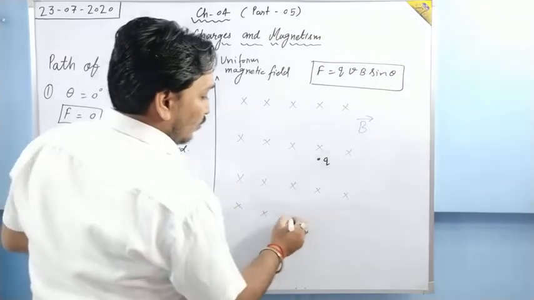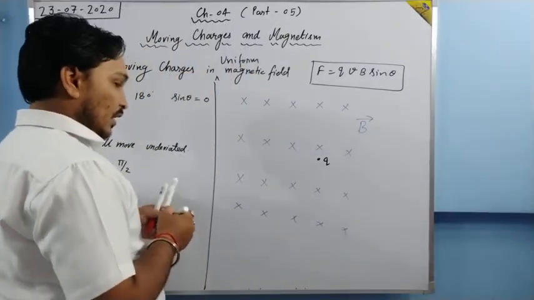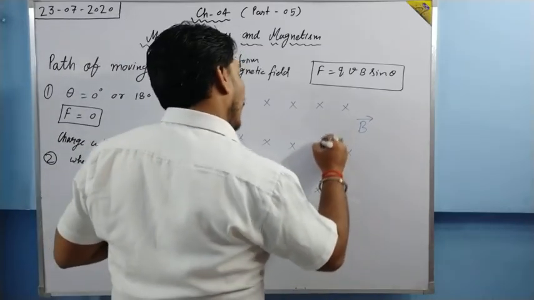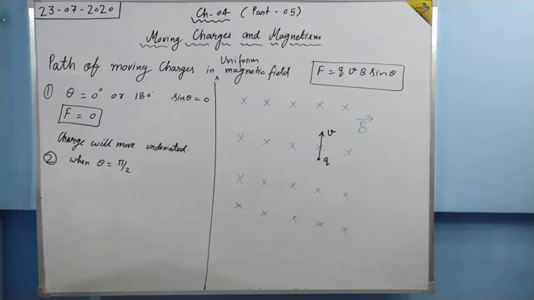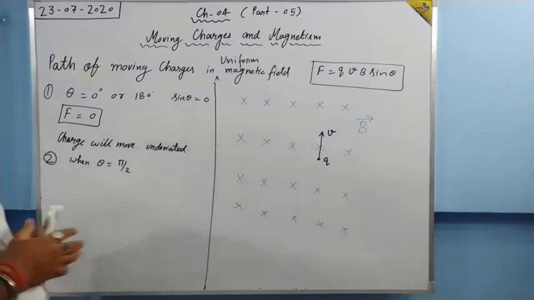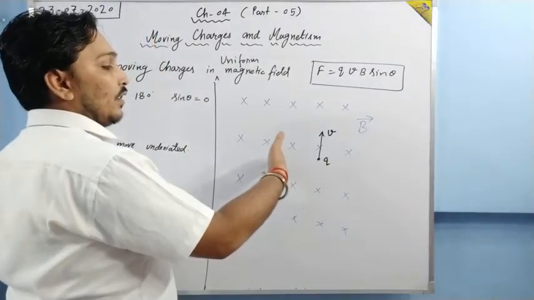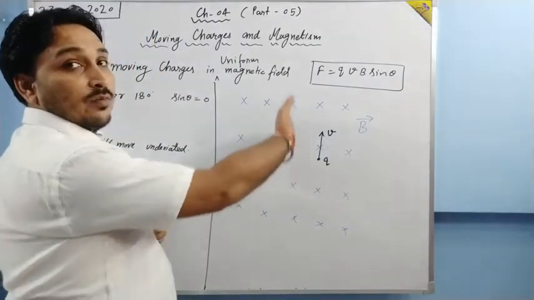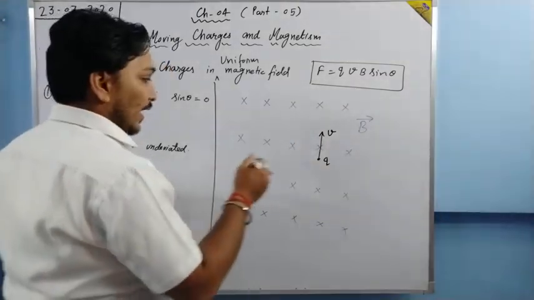Now if we give a velocity to the charge, suppose in this direction, then what will happen? In what direction will the force be acting? The magnetic field is inside, all these fingers are inside. This extended thumb is towards the motion of the charge. The force will act towards this direction.